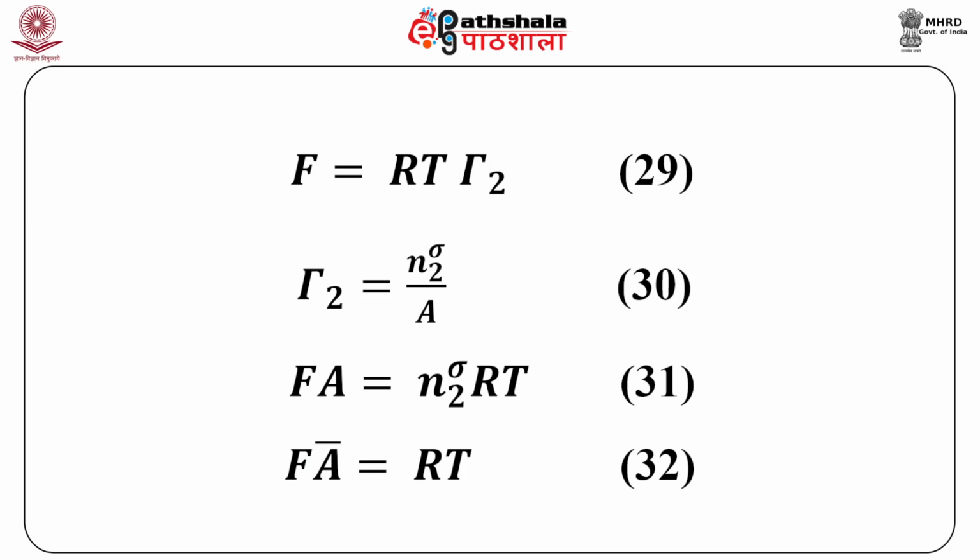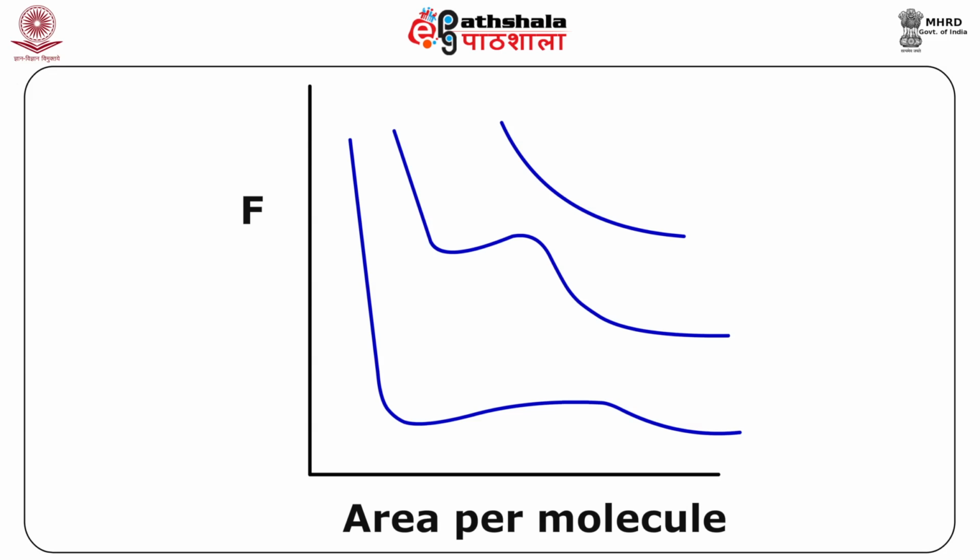Equation 32 is applicable to monolayer formation at the surface and is analogous to the ideal gas law, assuming the gas is two-dimensional in nature. Figure 4 shows the variation in the surface pressure with area of the film-forming molecule.